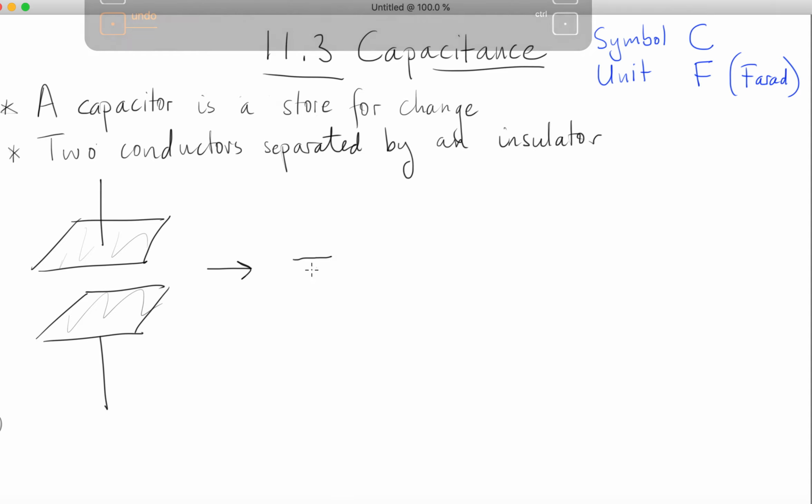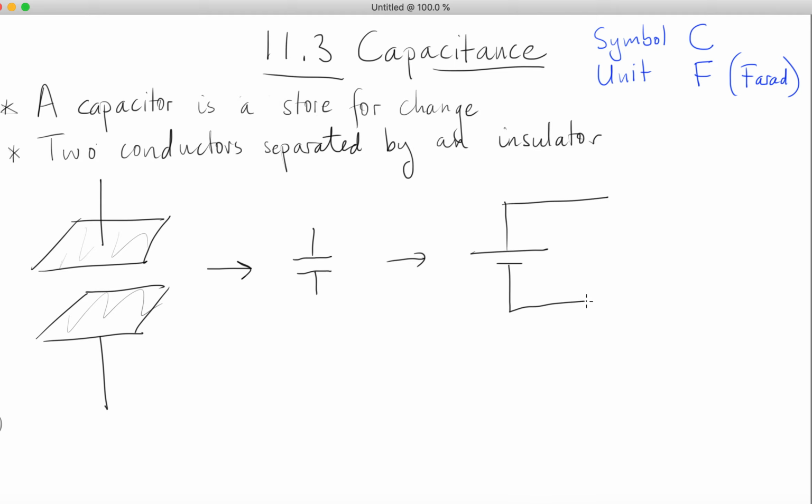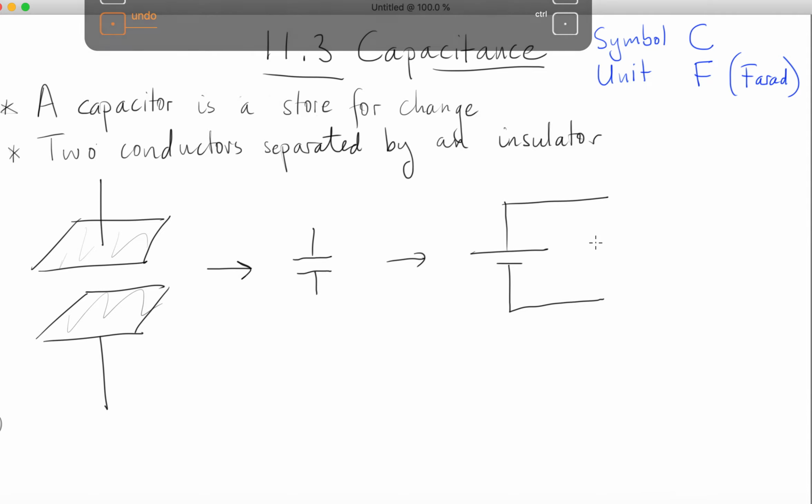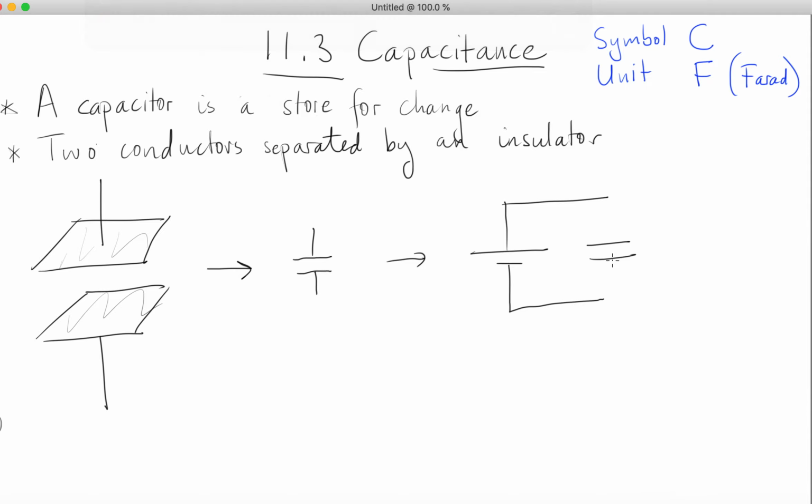Two parallel lines with wires coming off of it, and we would connect that with a cell, a battery, like this. Here I have a cell of voltage V and a capacitor of capacitance C.